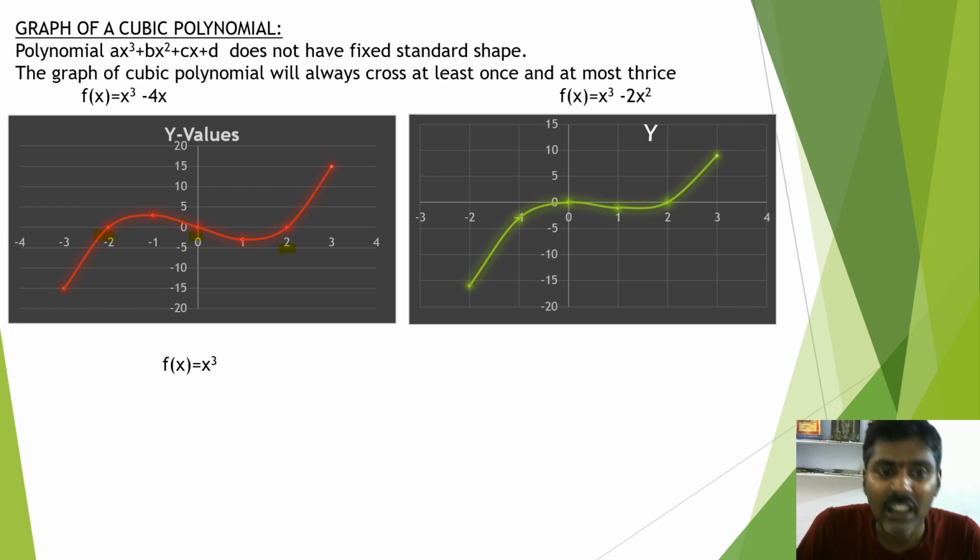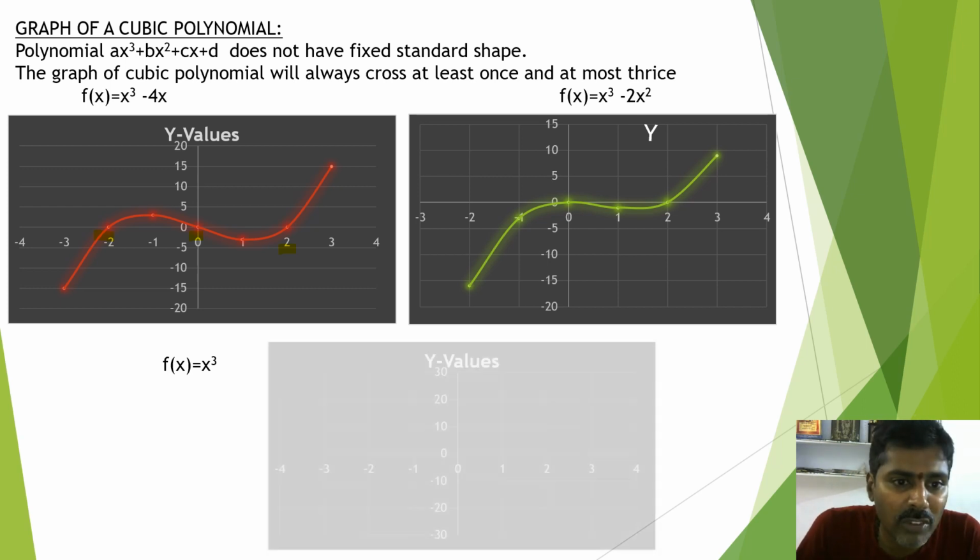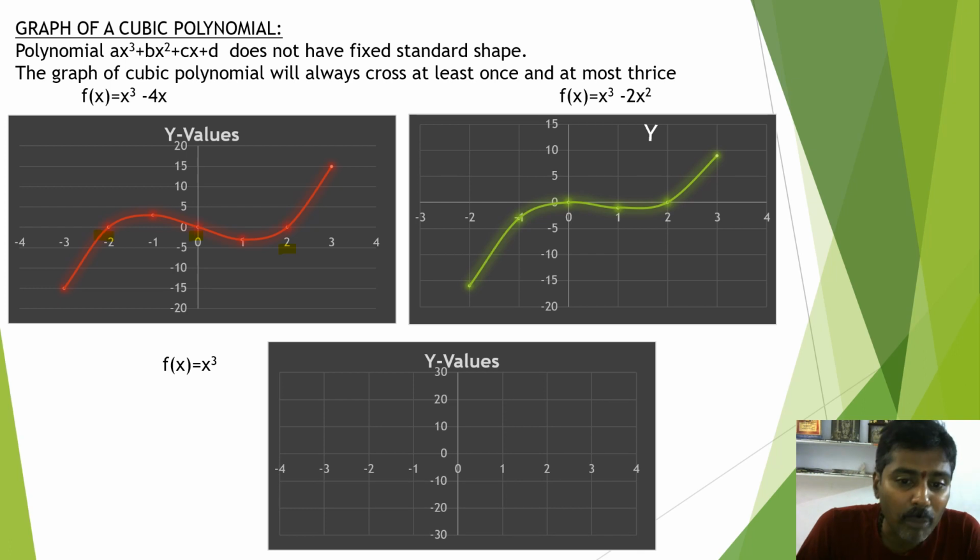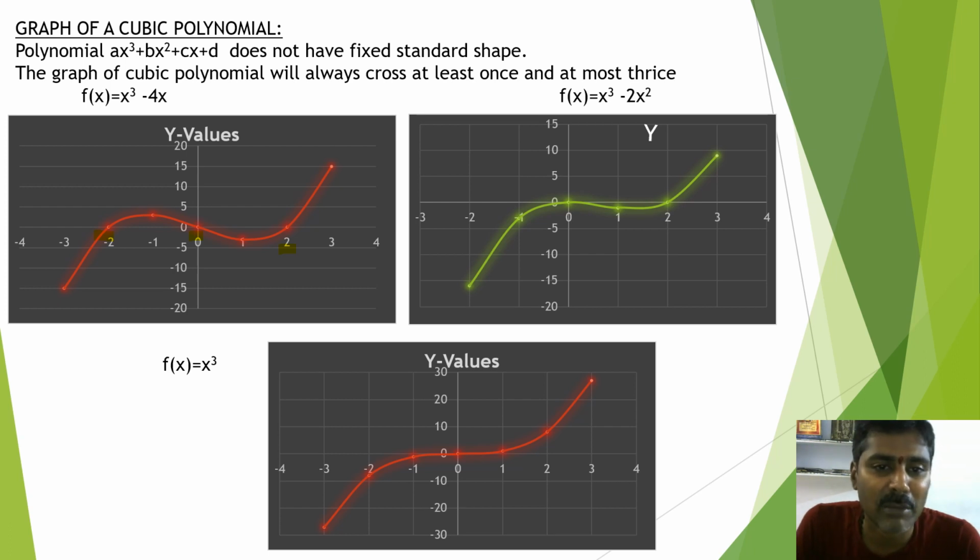And finally, f of x equals x cube. See at how many points this graph intersects the x-axis. Plotting points on graph sheet, I will get a graph like this, and it touches the x-axis only at 0, 0. So these are the 3 different cases for a cubic polynomial. It may touch the x-axis at 3 points, at 2 points, or at only 1, but it always touches the x-axis, and it is not a standard shape of any curve. So we cannot say that a cubic polynomial will have this shape.